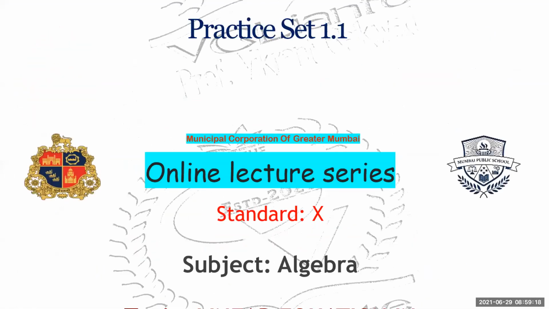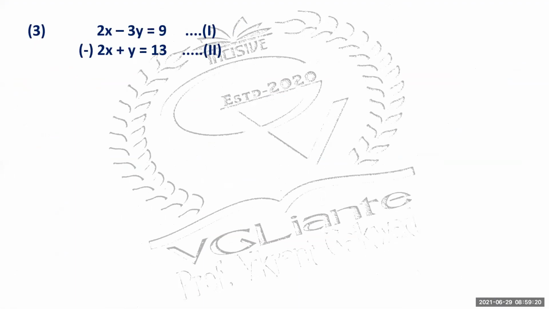Practice set 1.1. Now we'll move to question number 3. Question 2, sub question 3. 2x minus 3y equals 9 and 2x plus y equals 13. These are the two equations which are given to us.